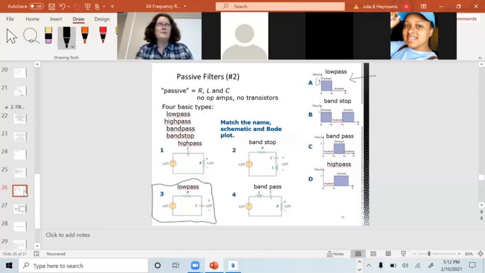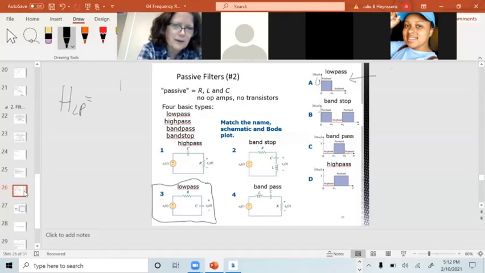We'll be dealing with these circuits in the lab when we get there. And you're going to find that for this low pass filter, the transfer function looks something like K over 1 plus s.